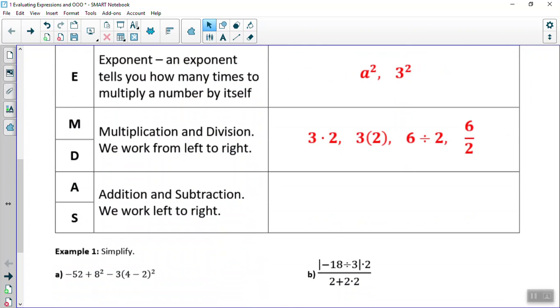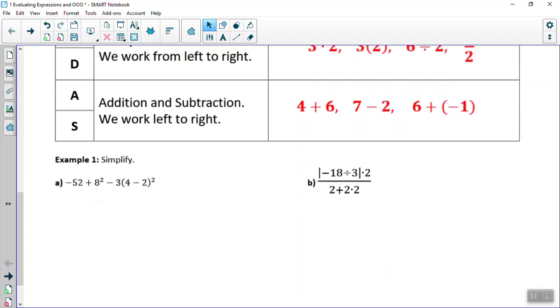And then the A and the S stand for addition and subtraction. And once again, we work these two operations left to right. So just some examples of what addition and subtraction could look like in a problem.